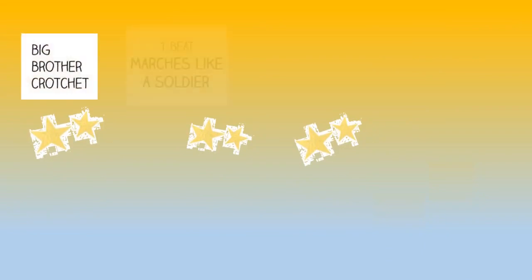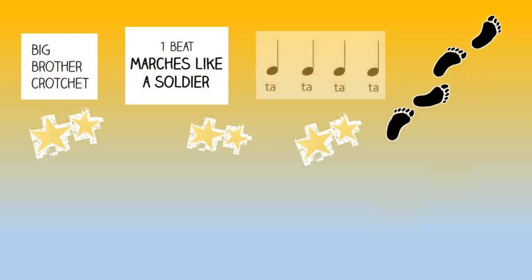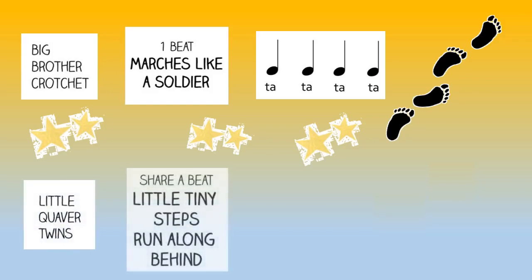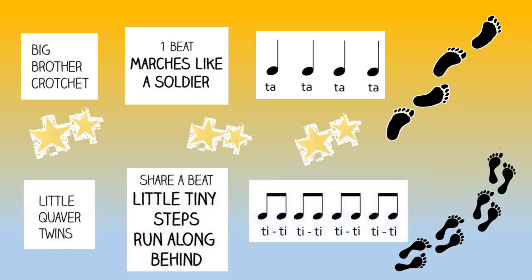Next, we met Big Brother Crotchet, who marches like a soldier with 1 step in every beat. 1, 2, 3, 4. Ta, ta, ta, ta, ta, ta, ta, ta. Then we met his little siblings, the Quaver twins, running along with tiny steps behind, sharing every beat. Ti, ti, ti, ti, ti, ti, ti, ti, ti, ti, ti, ti.